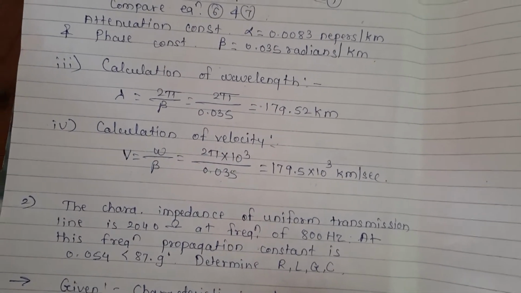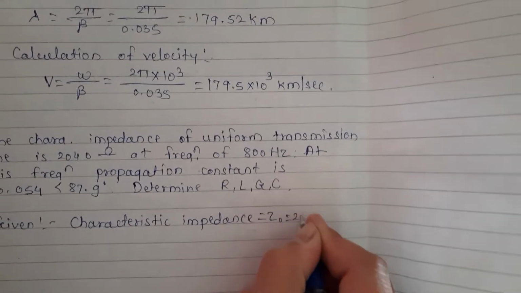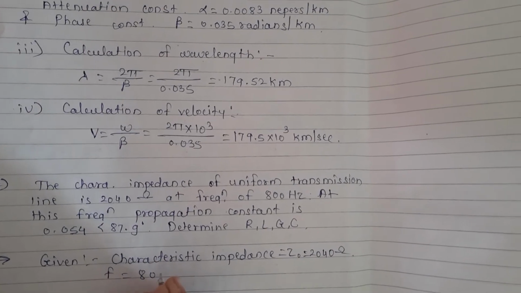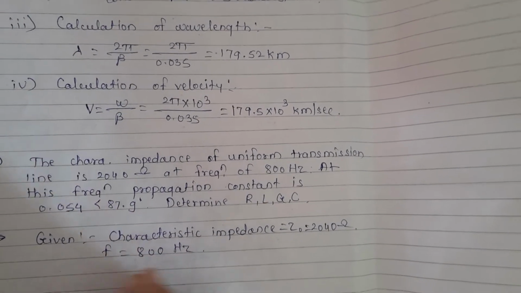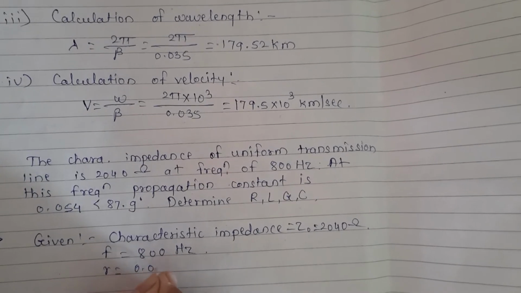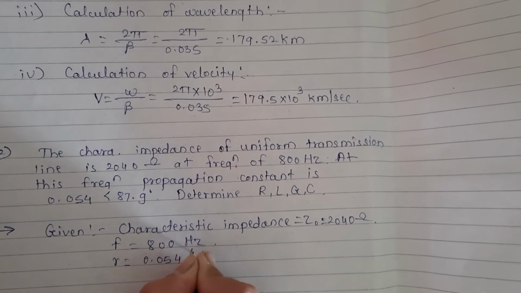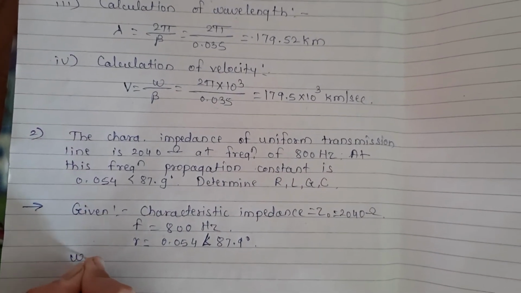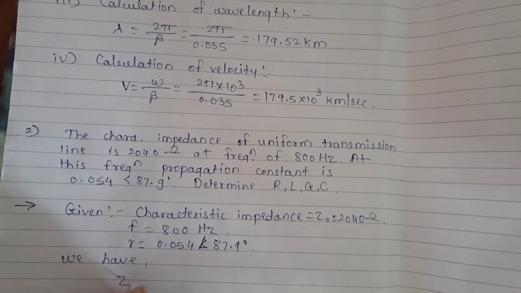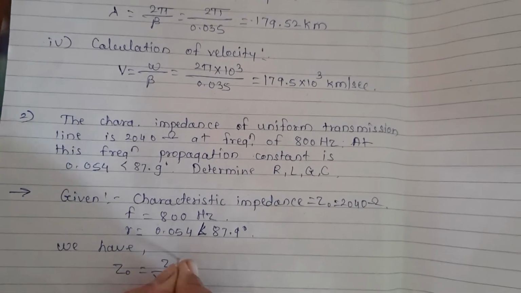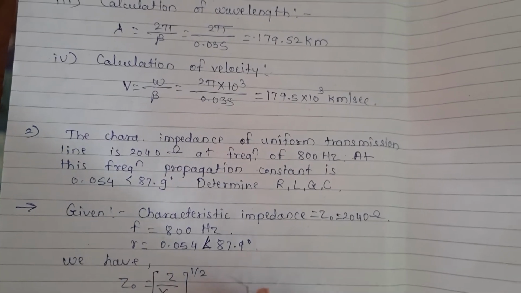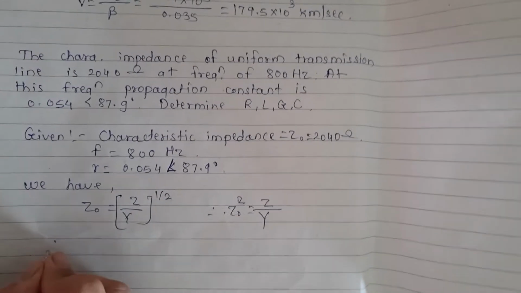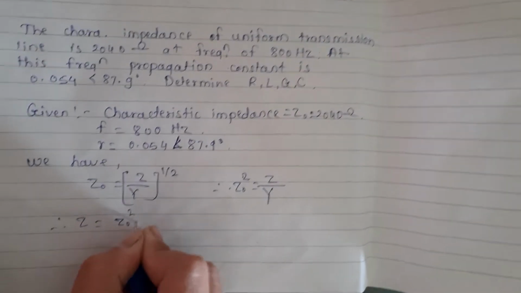that is Z0. So it is 2040 ohm. Next frequency F is 800 Hertz, and propagation constant, that is gamma, is 0.054 angle 87.9 degree. Now we have the equation of Z0 as square root of Z by Y. Therefore Z0 square is equal to Z by Y. So Z is equal to Z0 square into Y.